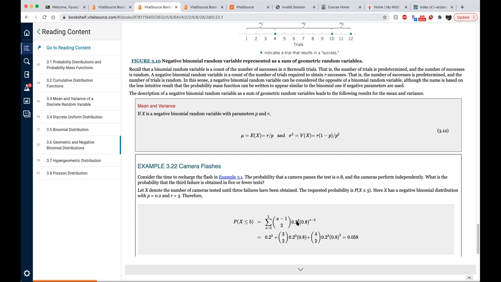Now X equals 3 to 5 is not a big deal, right? When X equals 3, you get 0.2 cubed, and when X equals 4, you get this one. When X equals 5, you are going to get this. Definitely you can calculate that combination using a calculator. But the thing is, you need to fully understand the difference between the binomial distribution, geometric distribution, and negative binomial distribution. So let me stop here, and I'll cover sections 3.7 and 3.8 next time.